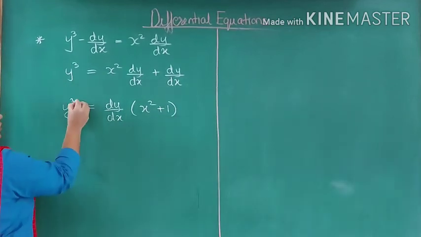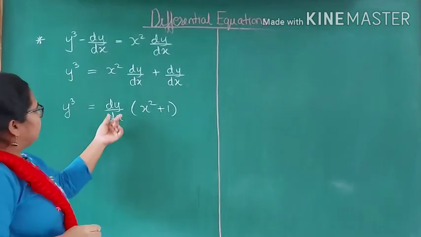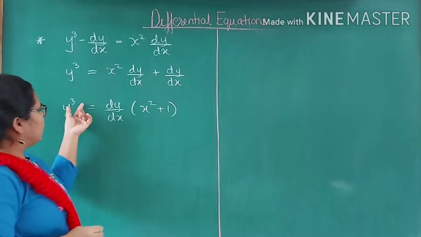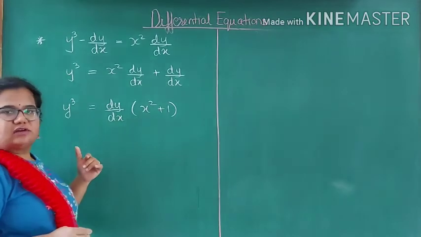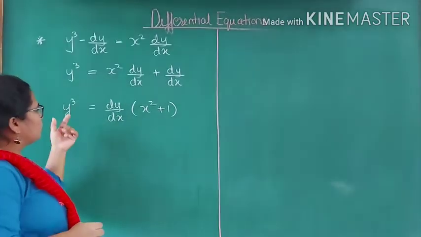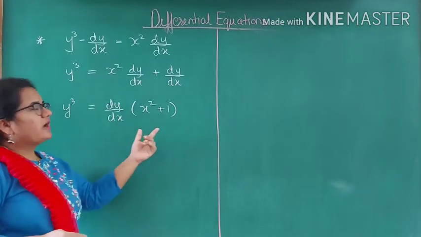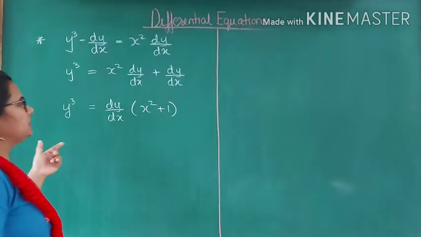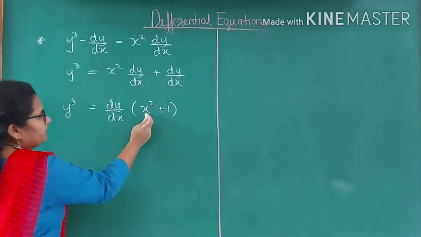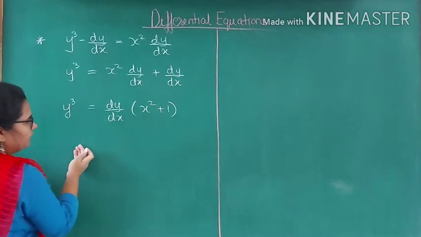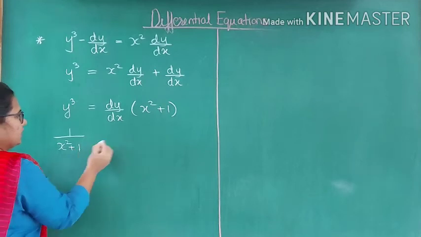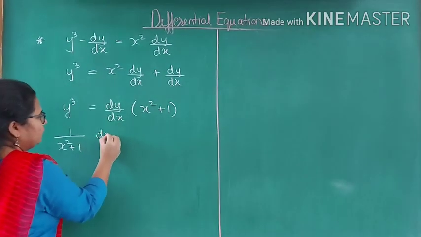And this is y cube. Now see, the dy term is here in the numerator. If you take dx on the other side, then the dx differential will be on the LHS. So what we have to do is take functions of y on the RHS, and functions of x on the LHS. So let us do the same. This function of x square plus 1 we will take on the LHS. So what will it become? 1 upon x square plus 1, dx we will take here into dx.